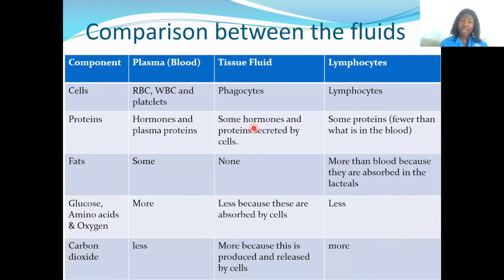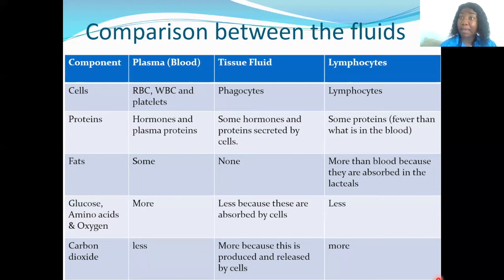So here's a table that I created for you to help you understand the differences between the three fluids even more. Please excuse the word lymphocytes, that should have been lymph. So let's look at the first component. Cells. How are cells different in the plasma, tissue fluid, and lymph? Okay, in terms of cells, the plasma found in the blood has red blood cells, white blood cells, and platelets. Tissue fluid only has phagocytes, and the lymph clearly has lymphocytes.